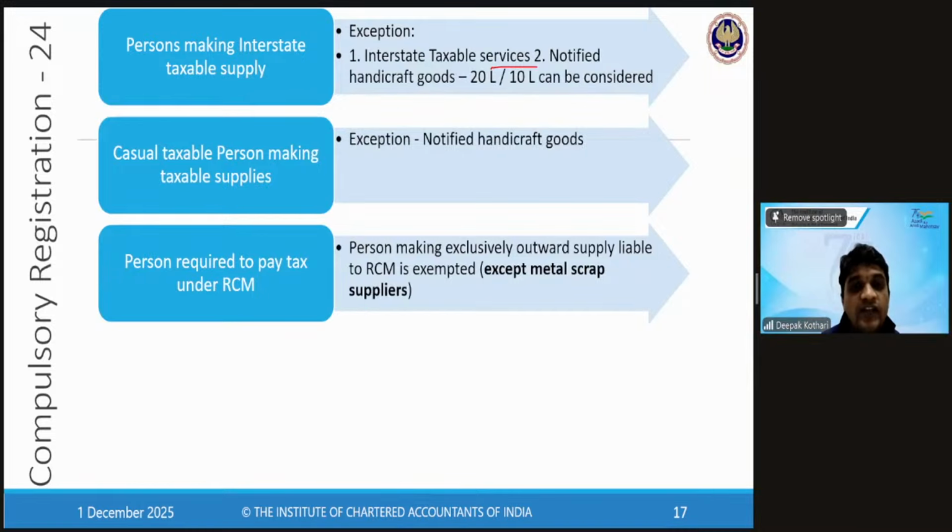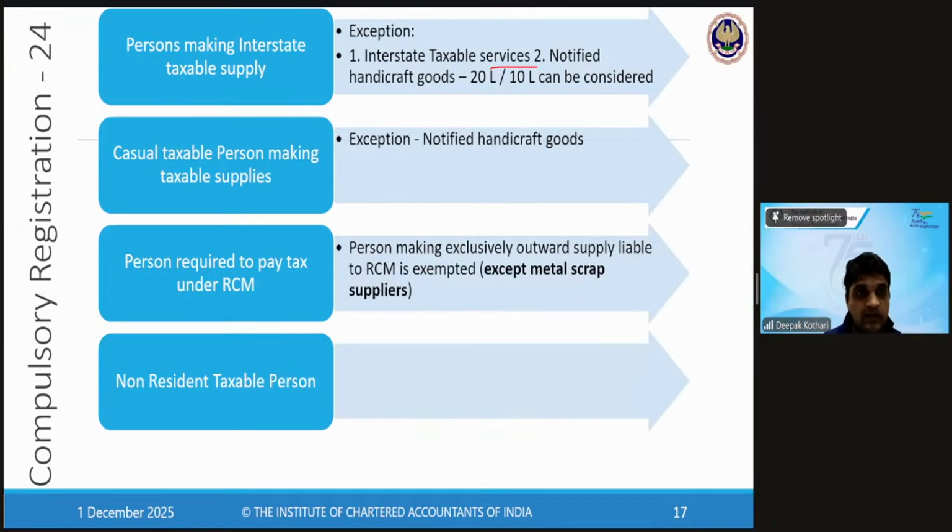Exception is person making exclusively outward supply liable to RCM, right? Except who is doing only RCM. So I'm doing only reverse charge, like a lawyer, right? He's making only supplies on which reverse charge is payable. He need not take registration, but the recipient will have to take compulsory registration if he's taking any services from a lawyer, or from any other person who is unregistered, and he has to pay. He is a registered person. His limit is below the limits, but the reverse charge notification says he has to pay under reverse charge, so compulsory registration.